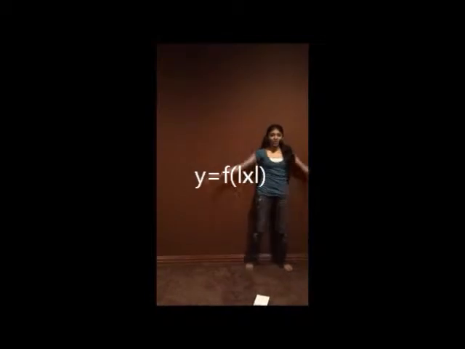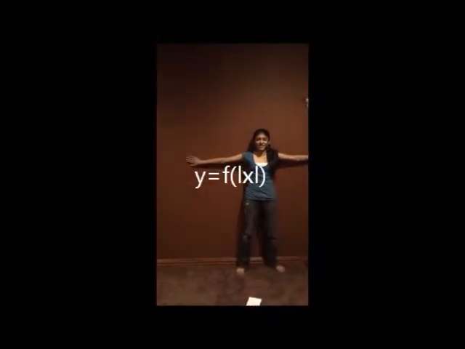Here are some easy visual ways to remember the absolute value transformations. Make all negative y values positive. Take all y values on the right side of the y-axis and reflect them over the y-axis. Take all y values above the x-axis and reflect them over the x-axis.